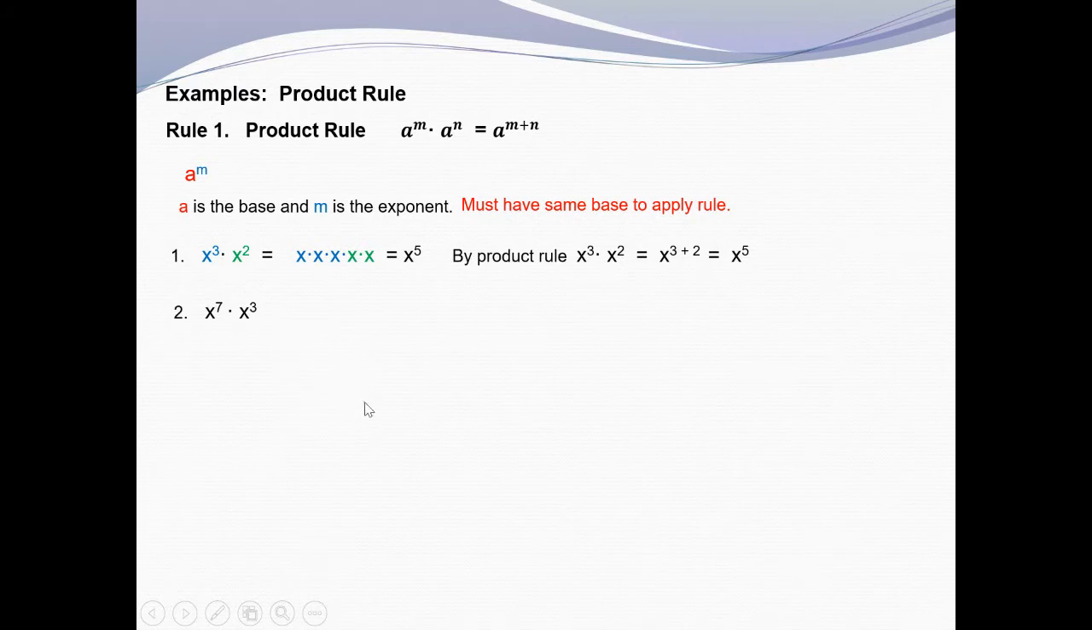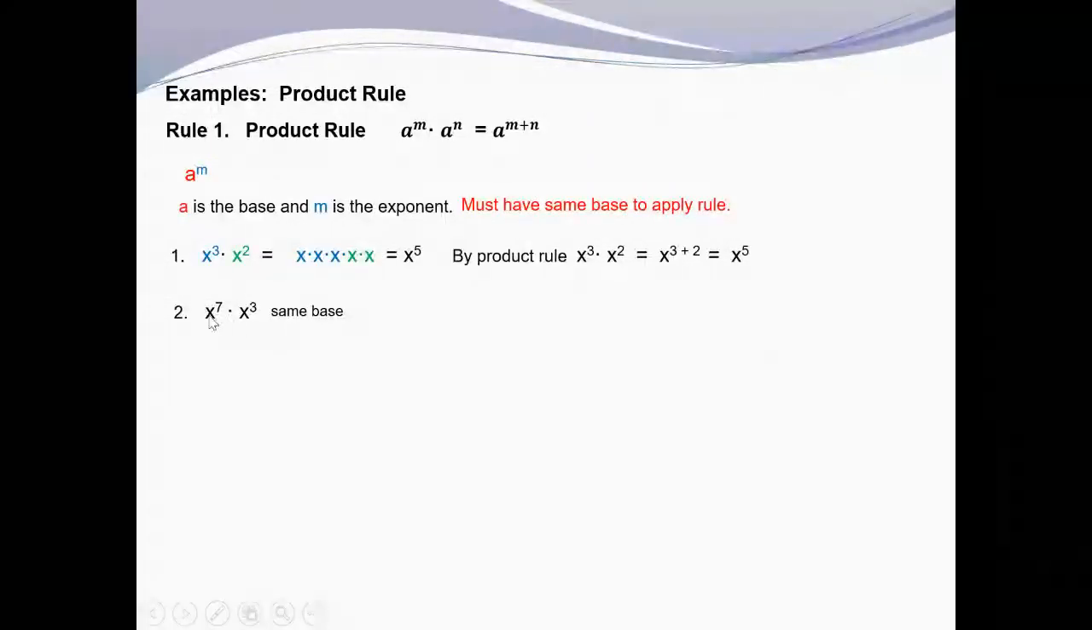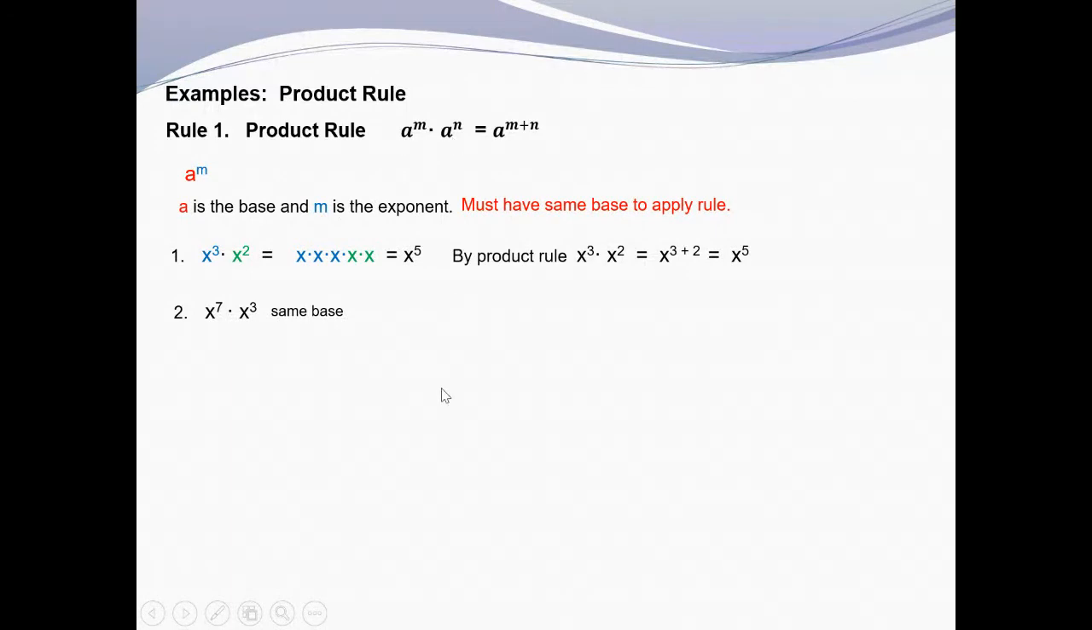Okay, but anyway, let me give you a hint here. They have the same base, so we can apply the rule. So it's going to be x to the 7 plus 3, which equals x to the 10th power. And again, we can go from x to the 7th times x cubed all the way to the answer, because we can actually do this in our heads. We can add 7 plus 3, which will be x to the 10th power.